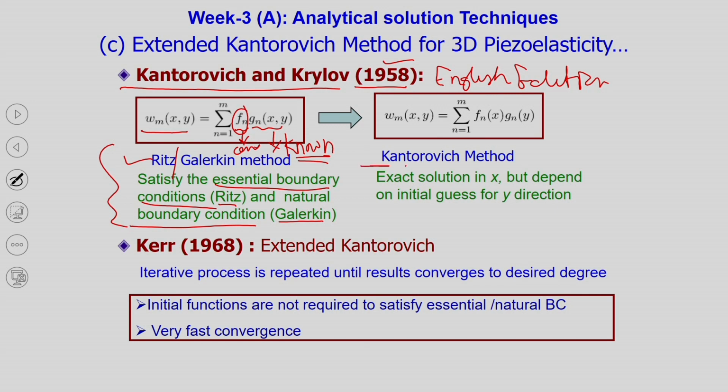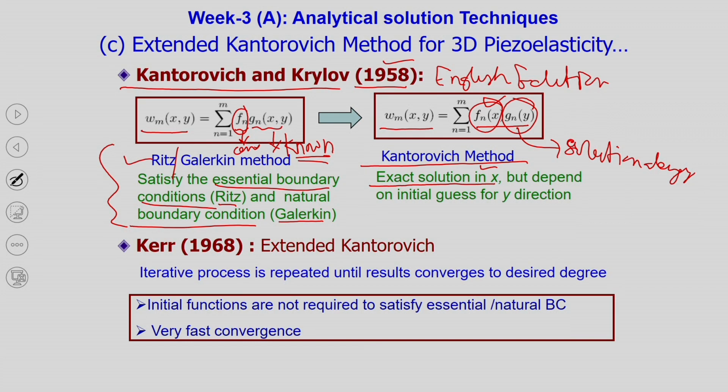So Kantorovich proposed a method in that book. Let us say you divide a deflection into two bivariate functions: Fn is a function of x only and Gn is a function of y only. Then you will get an exact solution along the x direction. In that they used one iteration. Let us assume a solution along y, like in the Levy solution, and then solve for x. So its accuracy is high.